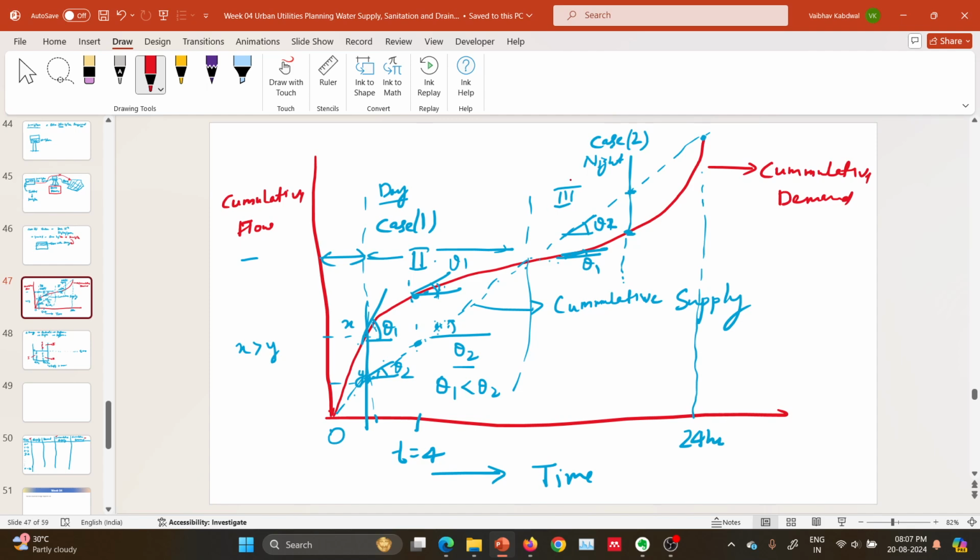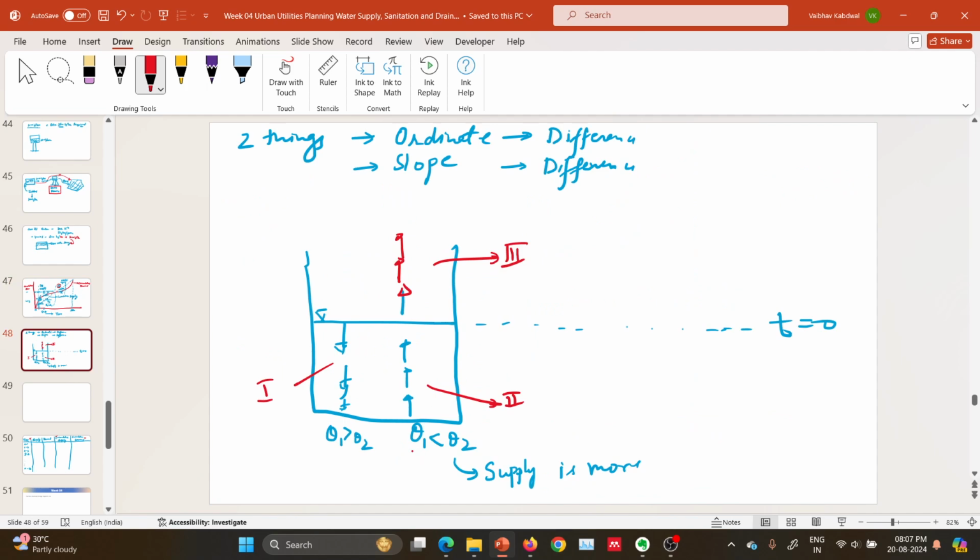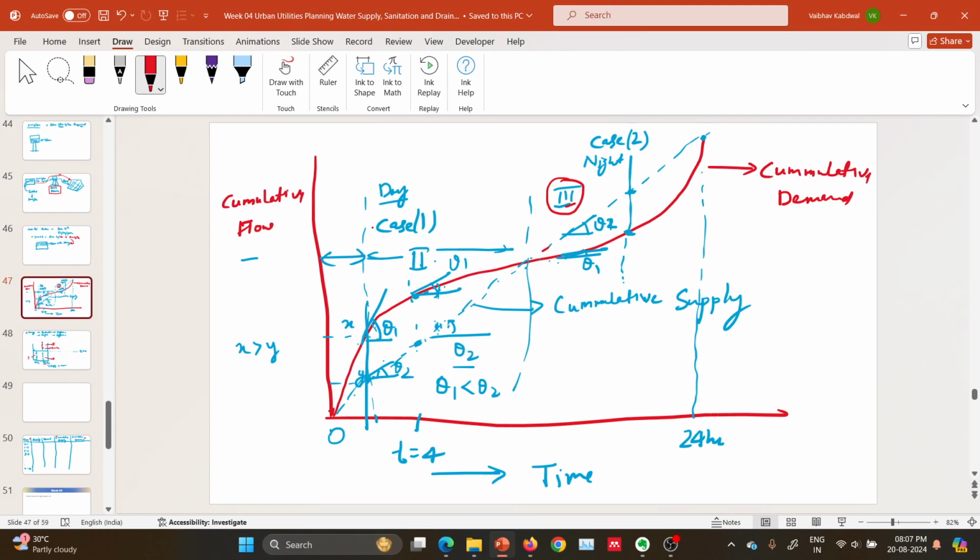So in phase 3, what will happen? Theta 1 is less than theta 2, so it will again go up. Theta 1 will signify the rate of supply. Theta 2 will signify the rate of demand. The demand is less, but the supply is more, so it will fill till this extent.